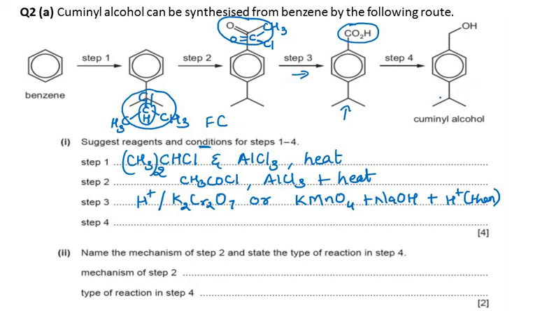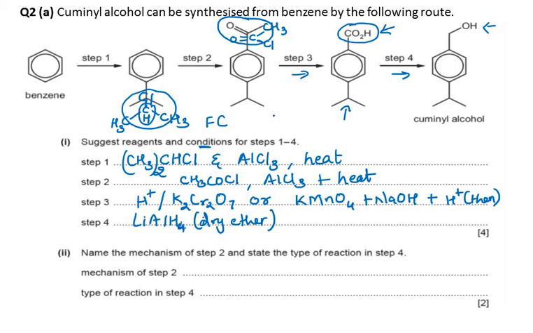Now step 4. What is happening in step 4 is the carboxylic acid is changing to alcohol. So that's a reduction. Now what is a reducing reagent to convert carboxylic acid to alcohol? That is LiAlH4 in dry ether. So that is the reagent to reduce the carboxylic acid to alcohol.